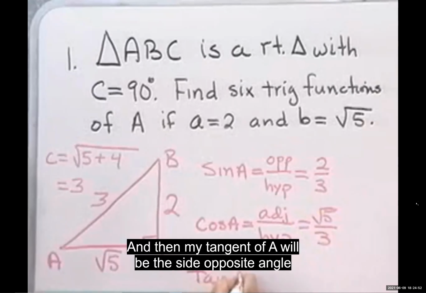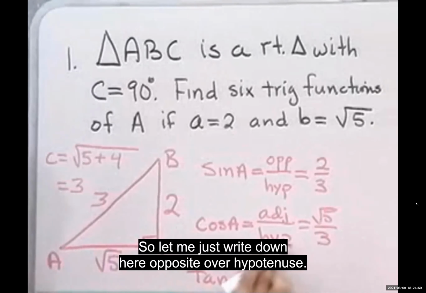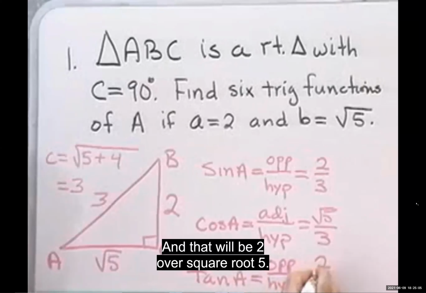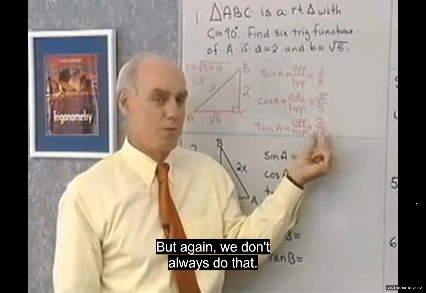And then my tangent of A will be the side opposite angle A divided by the side adjacent. So let me just write down here opposite over adjacent. And that will be 2 over square root 5. Now, if I want to, I can rationalize this denominator, but again, we don't always do that.